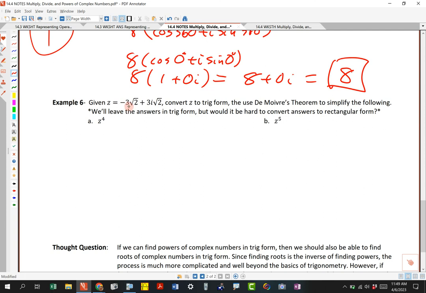We want to take this one and we want to convert it into trig form so that we can use de Moivre's theorem. That's going to make it a lot easier. Way easier than multiplying the number by itself 4 times. Way easier than multiplying a number by itself 5 times. So let's visualize where this would be. Negative 3 radical 2 plus 3i radical 2.